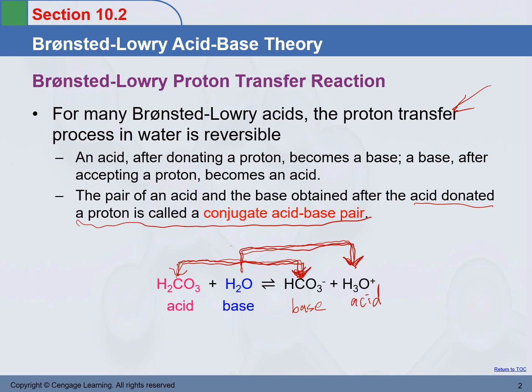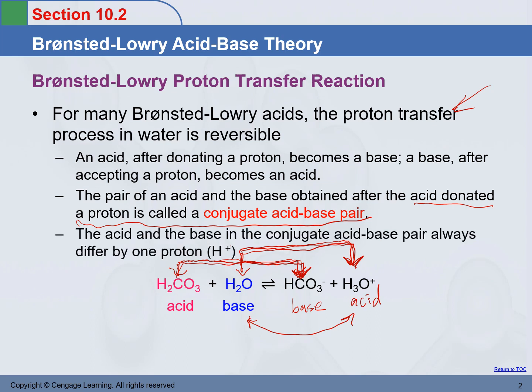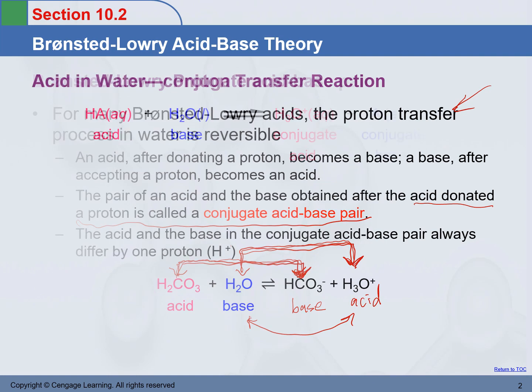This is another conjugate acid and base pair. We know that the two species in a conjugate acid-base pair differ by one proton. A base accepting a proton becomes its conjugate acid. An acid donating a proton becomes its conjugate base. The acid and the base in the conjugate acid-base pair always differ by one proton.